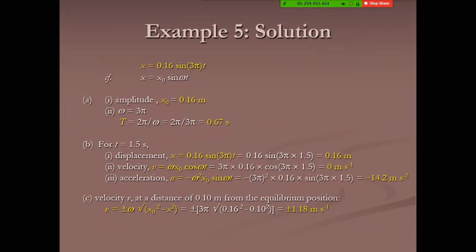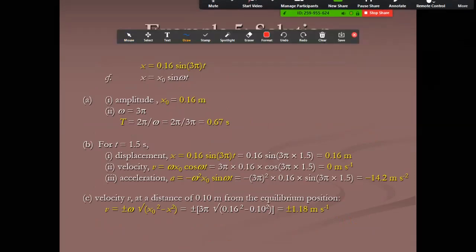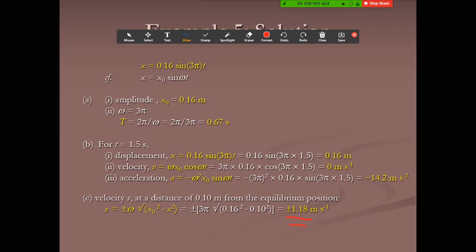Okay, so this is the working. I think I already explained towards the end that this is the formula to be used: v equals omega square root of x naught squared minus x squared. So you get plus or minus 1.18, 2 ounces. So remember, v equals omega times the square root of x naught squared minus x squared.